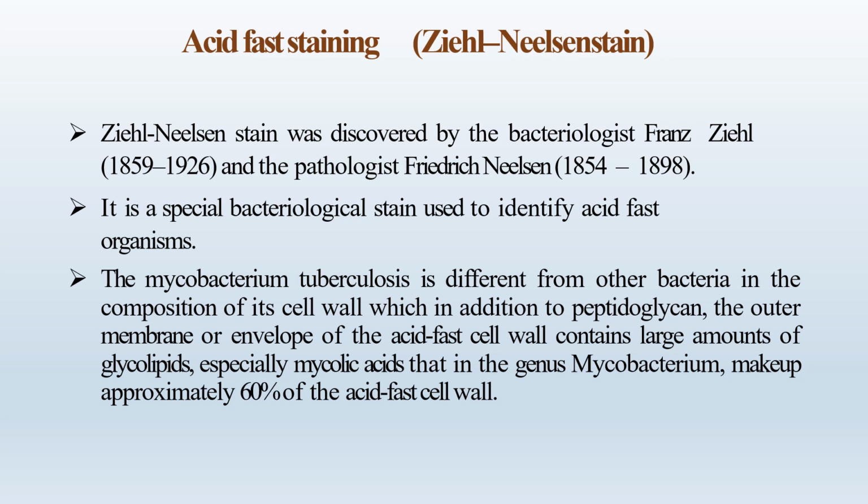Next staining procedure is acid fast staining, that is also called Ziehl-Neelsen staining, that is named after the pathologist that discovered it. It is an important staining procedure to identify acid fast organisms, the example of which is Mycobacterium tuberculosis. The difference of Mycobacteria from other bacteria is it contains an outer membrane in addition to peptidoglycan or envelope that contains large amount of glycolipids including mycolic acids.